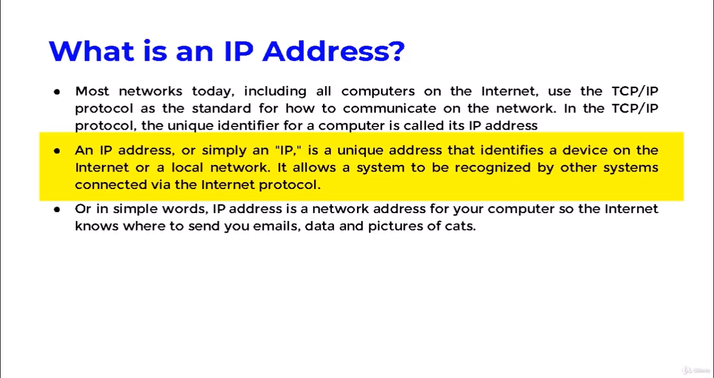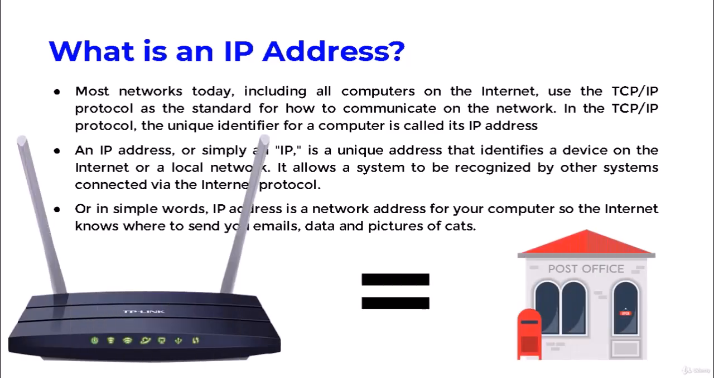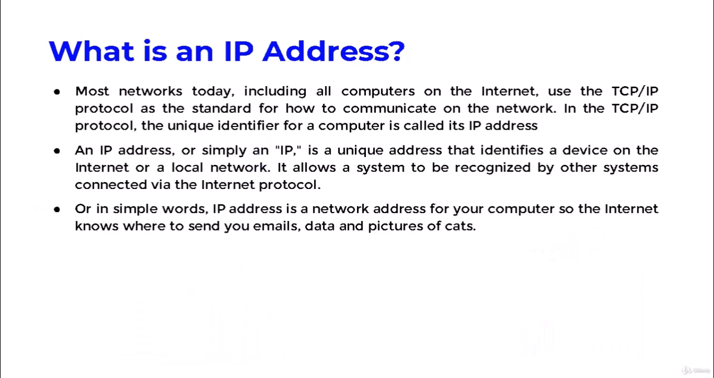So an IP address, or simply an IP, is a unique address that identifies a device on the internet or a local network. It allows a system to be recognized by other systems connected via the internet protocol. Just like the PIN code, network address helps in fast processing of the packets. In the IP network, routers do exactly what post offices do in the postal system. Routers use a network address to find the destination network and host address to deliver the packets.